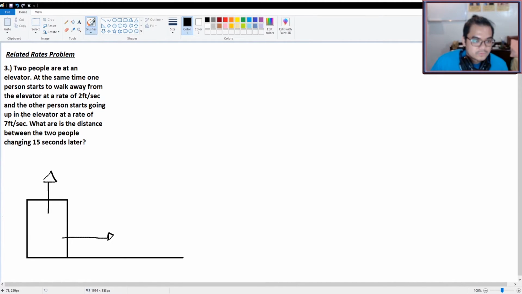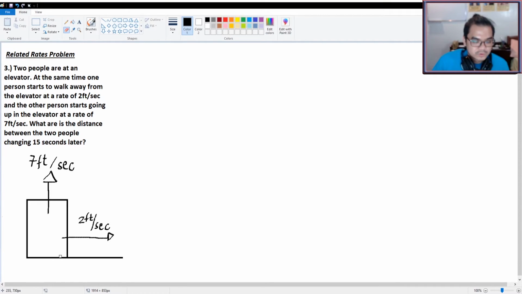So, 2 feet per second. At the same time, one person starts to walk away from the elevator at the rate of 2 feet per second. So walking away, this is 2 feet per second, that is the rate of this person. And the other person starts going up in the elevator at the rate of 7 feet per second, so this is 7 feet per second.